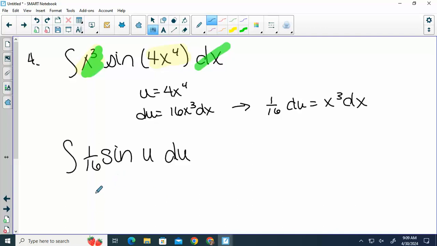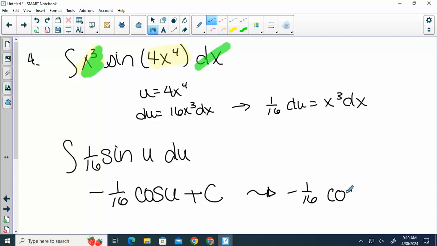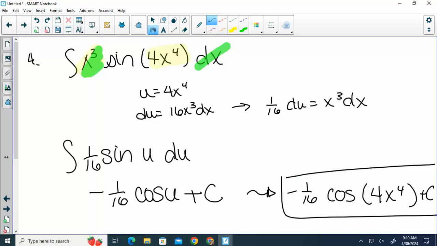What is the antiderivative of sine? Negative cosine. So it would be negative 1 over 16 cosine of u. Since we don't have limits, we do the plus c. Final step, we don't have any numbers to plug in, so we need to put it back in terms of x. So u was 4x to the fourth. So negative 1 over 16 cosine of 4x to the fourth plus c.